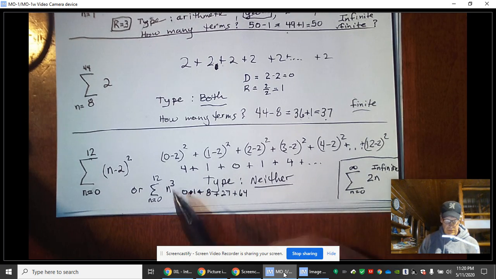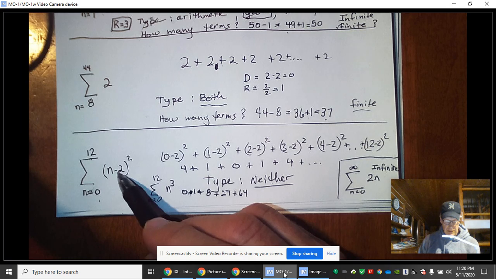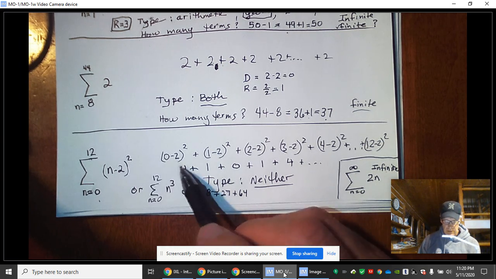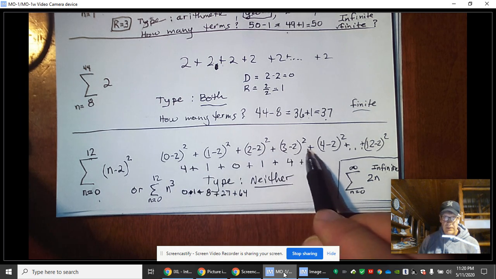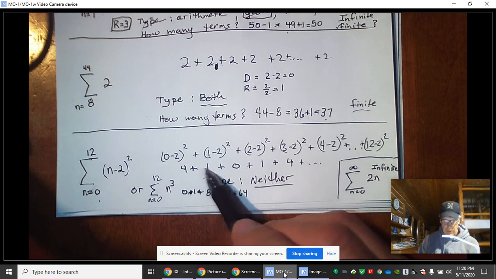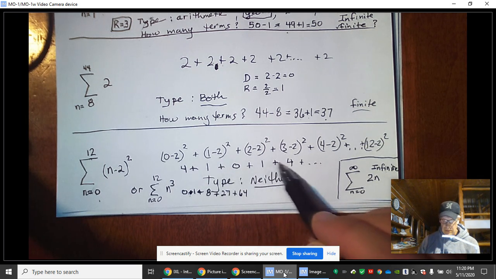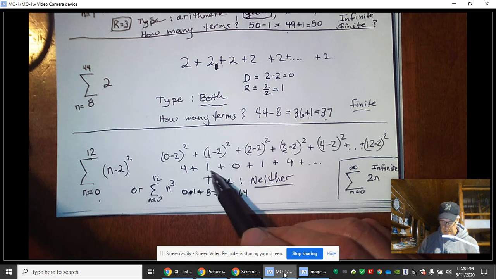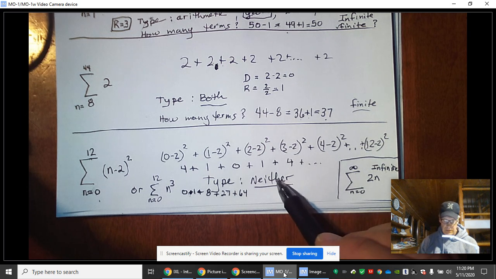All right, last one you're going to see. You're going to run from 0 to 12 of n minus 2 squared. Someone's going to think, well, that's geometric. Well, I started writing out the numbers here for you, and that's how you set it up. I'm going to get 4 plus 1 plus 0 plus 1 plus 4, dot dot dot. So I'm dropping and then I start gaining again. Well, this is neither.